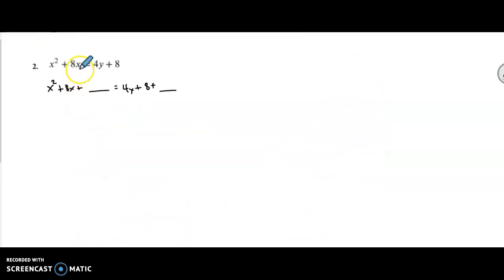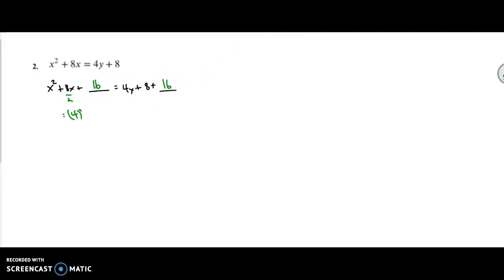All right, here in number 2, I started it for you. There's nothing to add or subtract over because x squared is on one side and the y is on the other side. I know that I'm going to have these blanks, plus blank and plus blank. And when we complete the square, I'm going to take this 8, divide by 2, and then square it. So that's going to be 4, and then 4 squared is 16. So if I add 16 here on the left, I'm going to add 16 here on the right.